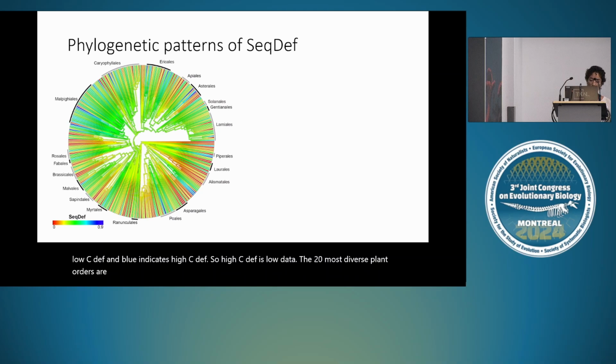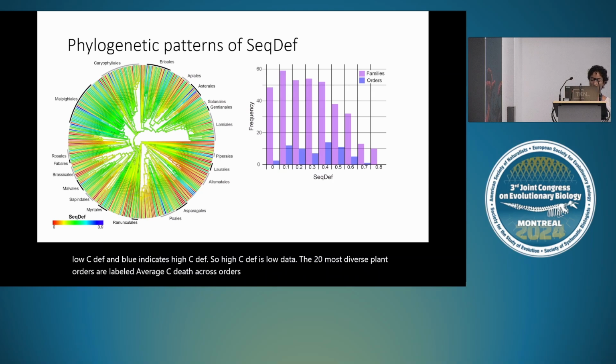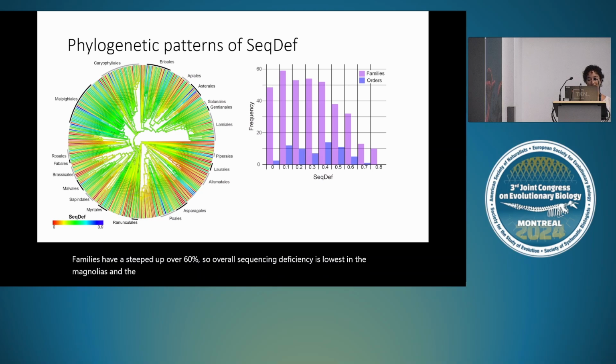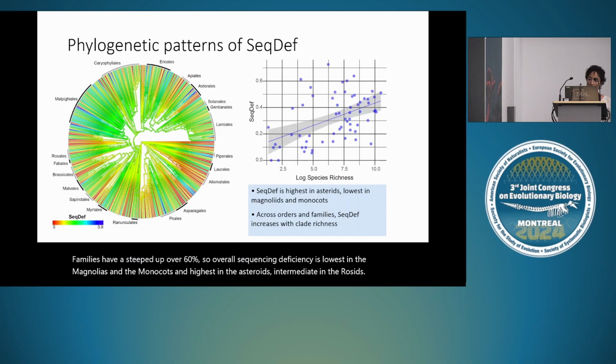Average seqdef across orders is weakly bimodal with peaks at 10% and 40%, and 23 families have a seqdef over 60%. So overall, sequencing deficiency is lowest in the magnoliids and the monocots, and highest in the asterids, intermediate in the rosids.